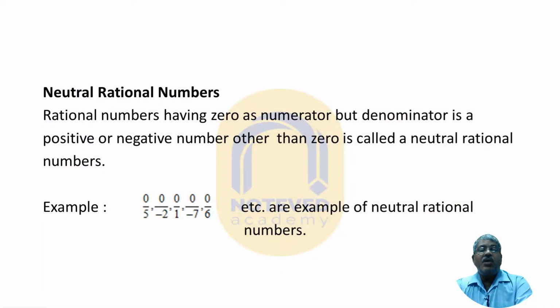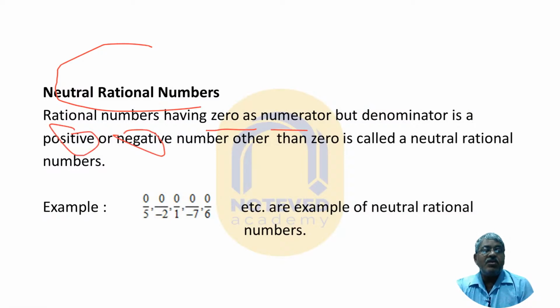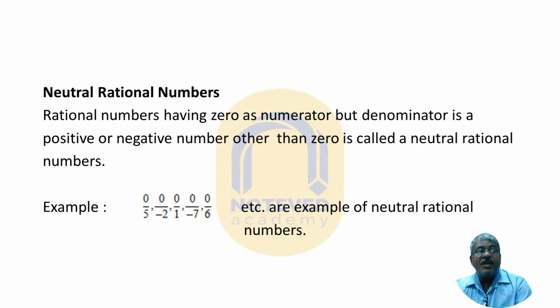Now you see neutral rational numbers. Rational numbers having 0 as the numerator, but a denominator that is a positive or negative number, other than 0, are called neutral rational numbers. See the examples of neutral rational numbers here. Neutral means 0; it is neither negative nor positive. So 0 by any number, it may be negative, it may be positive, but the value is always 0.